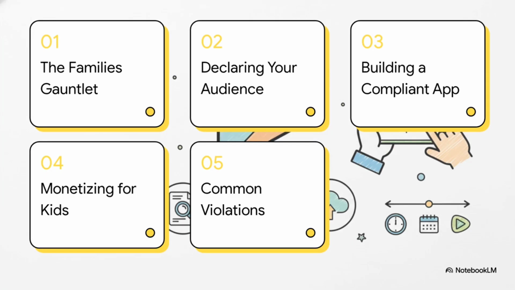All right, here's our game plan. We're going to break this down into 5 simple parts. First, we'll talk about why this policy is such a big deal. Then, we'll get into the specifics of declaring your audience, actually building the compliant app, and, of course, how to make money the right way. And finally, we'll wrap up with a quick checklist of common mistakes you'll want to avoid. Ready? Let's get into it.